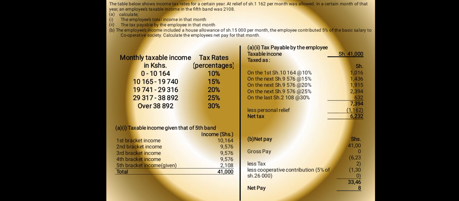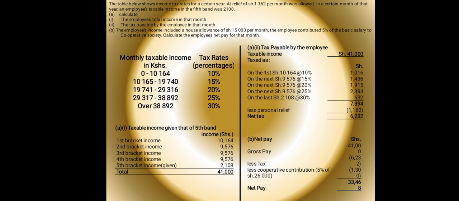And B, the employee's income included house allowance of 15,000 per month. The employee contributed 5% of the basic salary to cooperative society. Calculate the employee's net pay for that month.